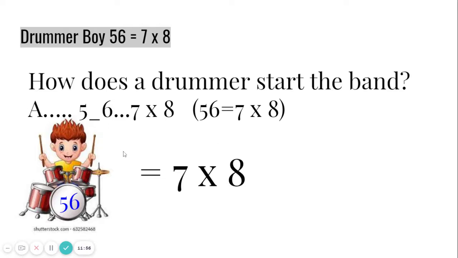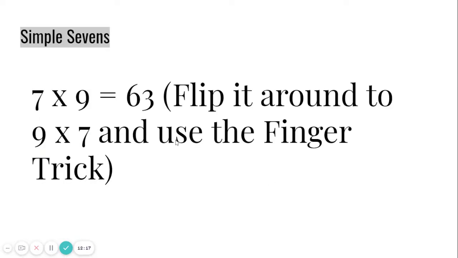All right, drummer boy. How does a drummer start the band? He starts the band going 5, 6, 7 times 8. And then they go da-da-da-da-da-da-da-da-da. Okay? So 5, 6, 7 times 8. Look at this drummer. He's got a 56 on his drum set. 5, 6, 7 times 8. Okay, 7 times 9. We're going to flip it around.